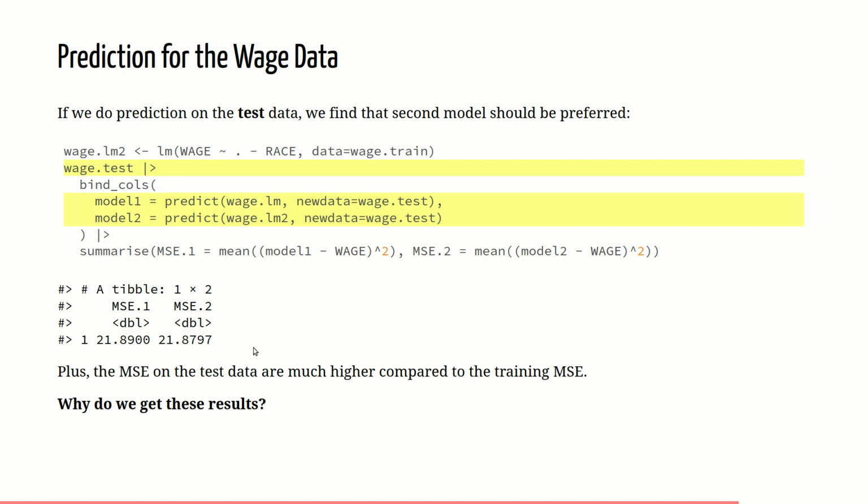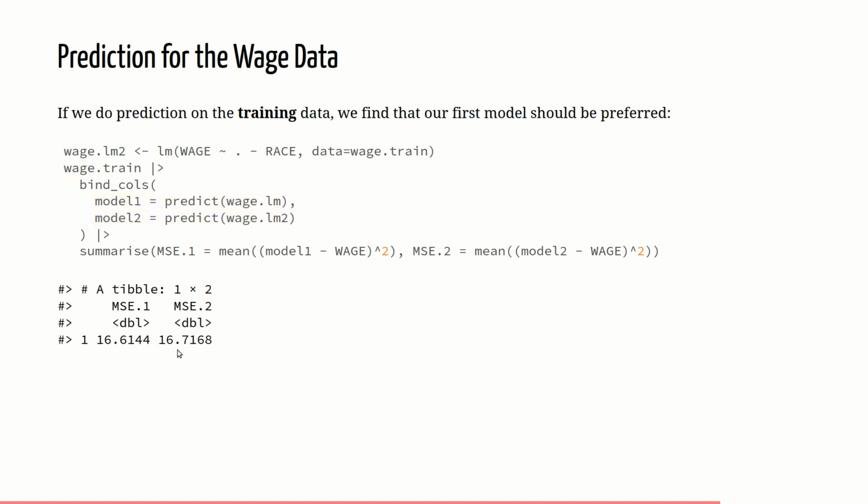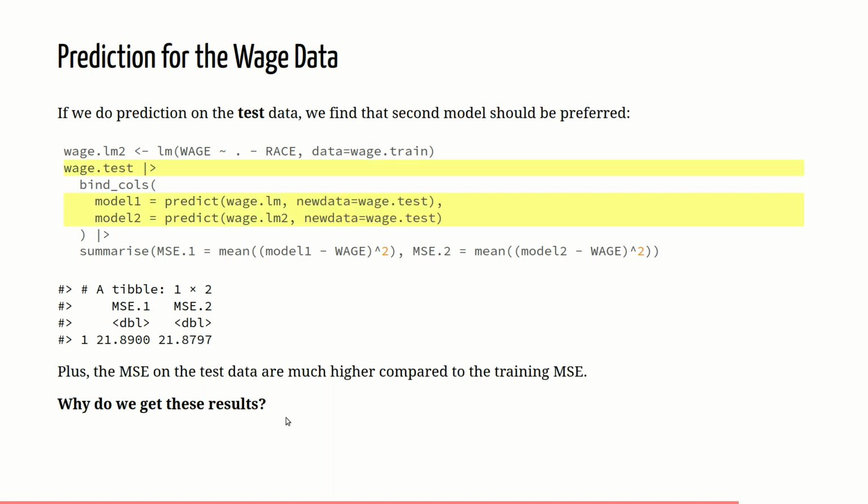The other thing we note is that the mean square error is quite a bit bigger for both models, right? It was 16.6 on the training data, 21.9 on the test data. Quite a big difference. So two things are going on here. One is that the mean square error is higher on the test data compared to the training data. And the second is that the mean square error of the model without race is better on the test data, but worse on the training data.